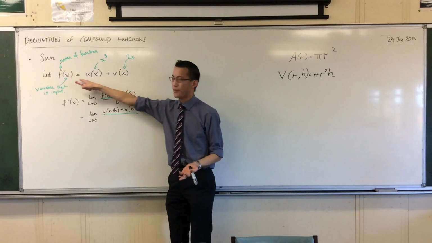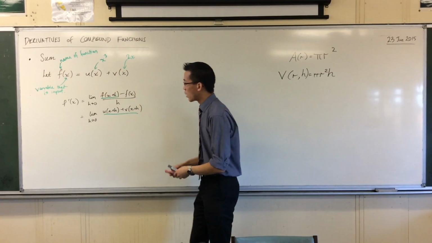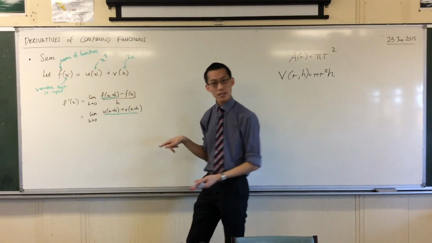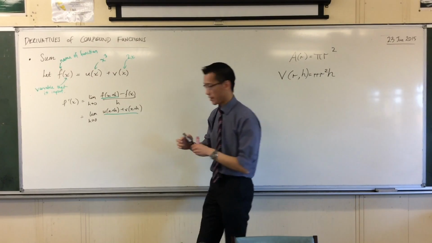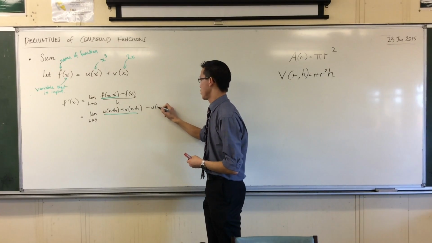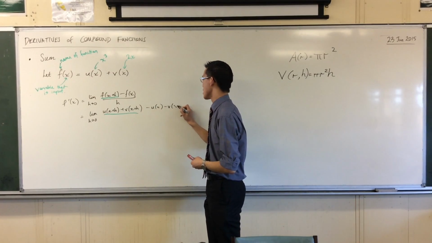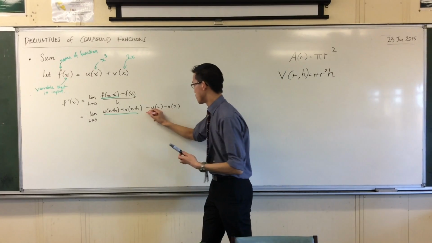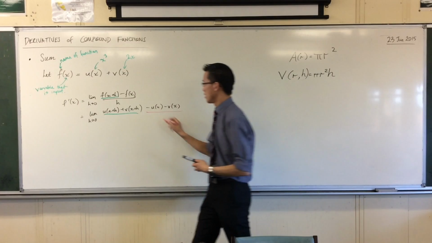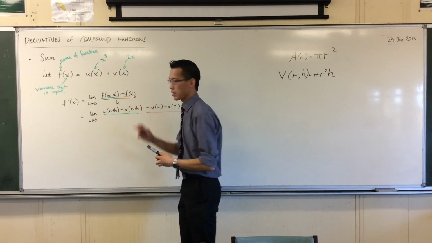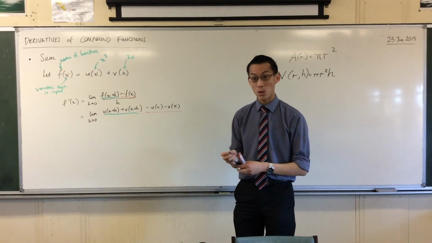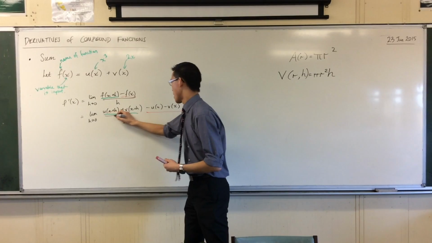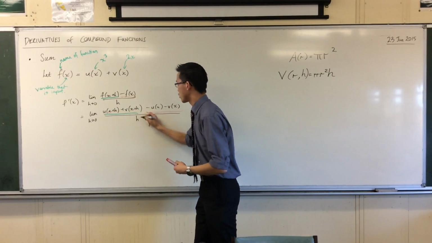Well, I know exactly what f of x is. It's this. So I could say take away and then put some big brackets around that, but I'm just going to expand the brackets, do that all in one hit. So I've got minus u of x minus v of x. So you've got this part here, take away this, is just me substituting that straight in. And of course, it's all divided by h.